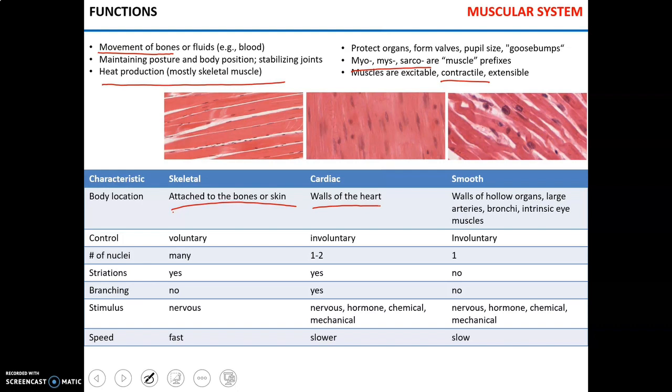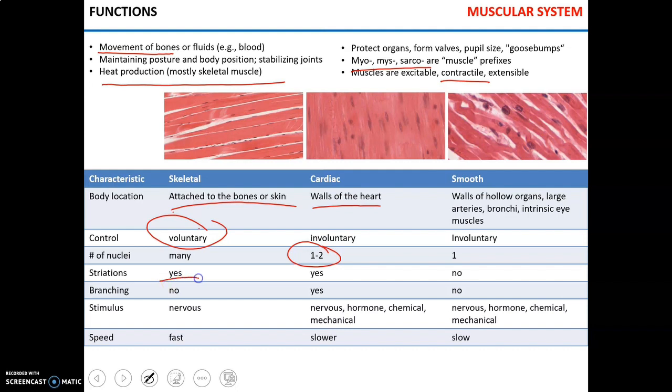The only type of muscle tissue that is voluntarily controlled is skeletal muscle. Cardiac and smooth are controlled involuntarily. And skeletal muscle is the only type that is truly multinucleated or polynucleated. Cardiac muscle cell has one nucleus, very rarely two, while smooth muscle cells always have just one nucleus.